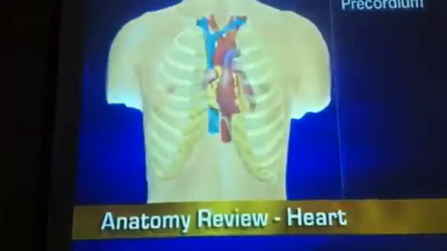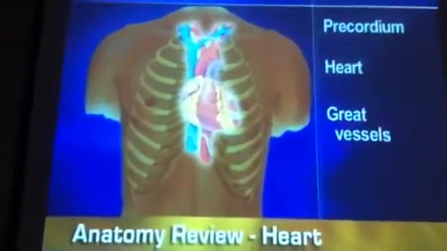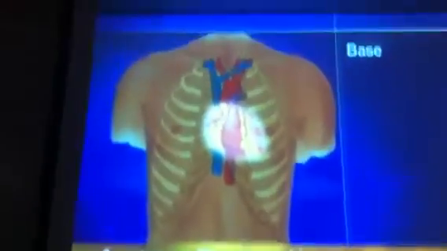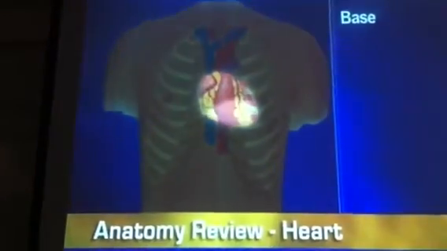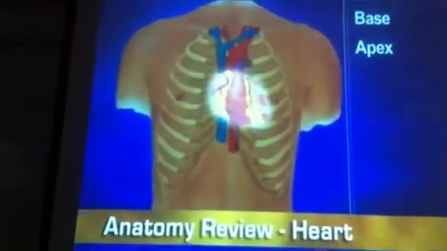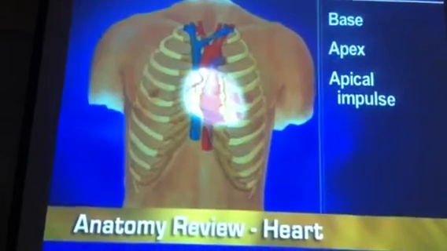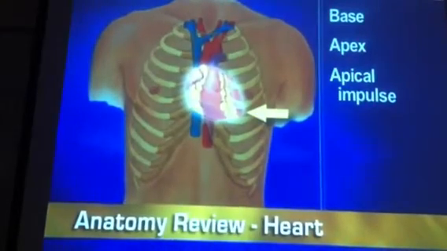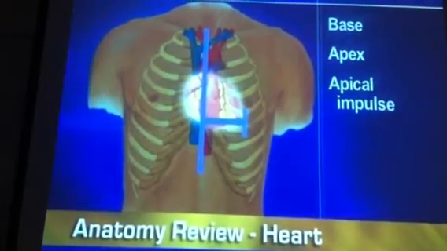Beneath the precordium on the anterior chest, envision the heart and great vessels. The heart is like an upside-down triangle. Its top is the broad base, and its bottom is the apex, which points down and to the left. During contraction, the apex produces an apical impulse, which normally is palpable at the 5th interspace, 7 to 9 centimeters from the mid-sternal line.